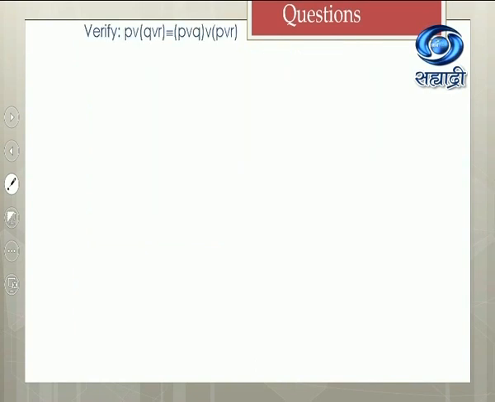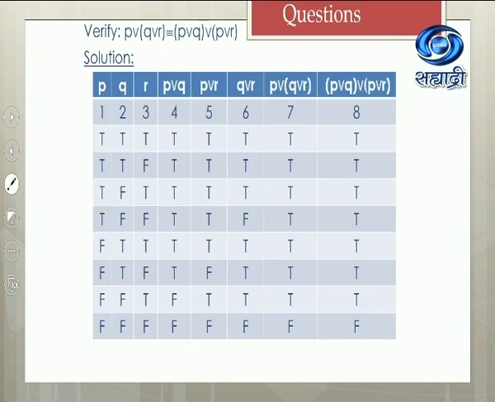Next example, P or Q or R is equivalent to P or Q or P or R. As you can see, there are three statement patterns, so there will be 8 rows. P, Q, R, P or Q, P or R, Q or R, P or Q or R. This is required. And then P or Q or P or R. Whatever is required, be very careful of writing it. Then, as I told you, number the columns. Either you can write it above or below. Any way is fine. Okay.